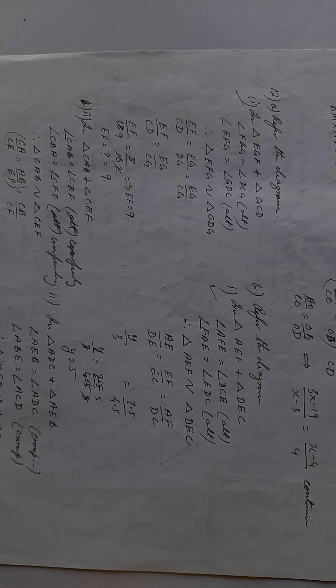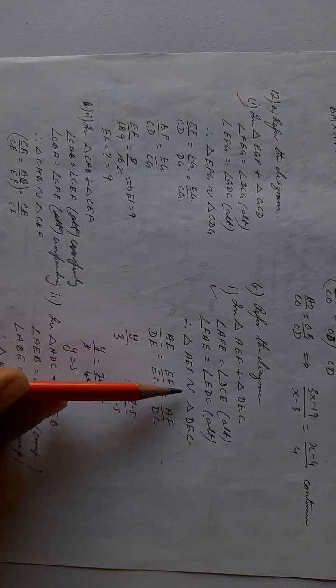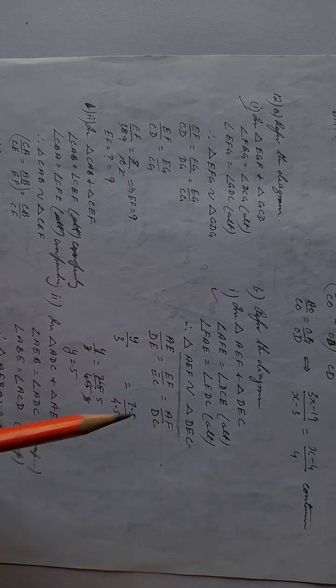AEF and DEC, alternate. The angles I have mentioned over there, and one is vertically opposite, need not be mentioned. Okay, put the triangles in order. See, I put the triangles in order over here. Put the values and get it. Simple.